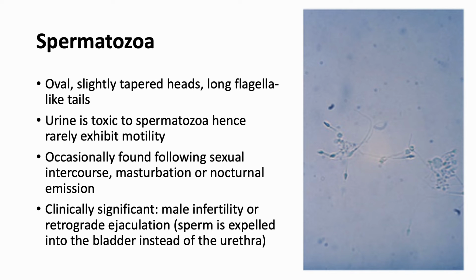Spermatozoa can also be identified in the urine. They appear oval in shape, with slightly tapered heads and long flagella-like tails. Now, we know that urine is toxic to spermatozoa, hence rarely do they exhibit motility. Occasionally, the spermatozoa are identified following sexual intercourse, masturbation, or nocturnal emission. They can be clinically significant in cases of male infertility or retrograde ejaculation.